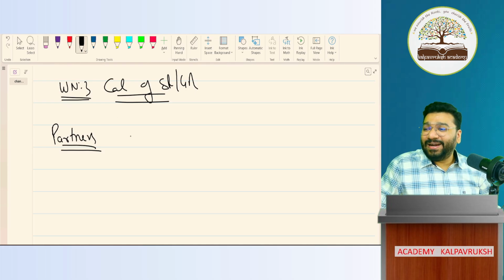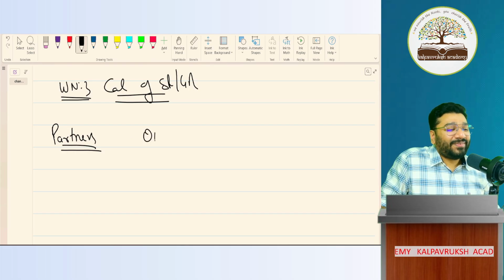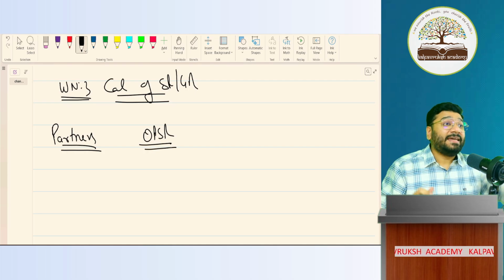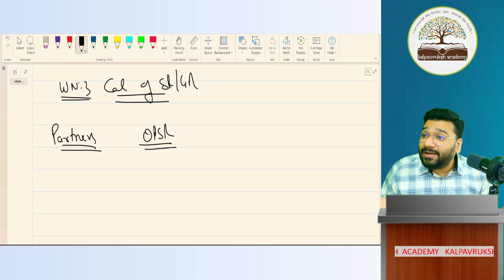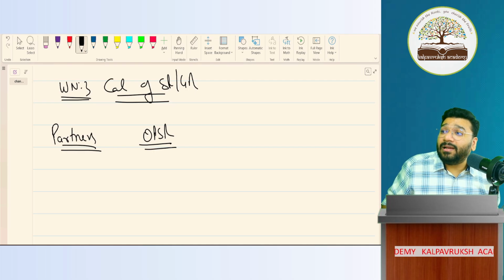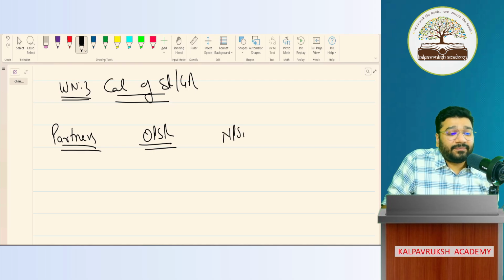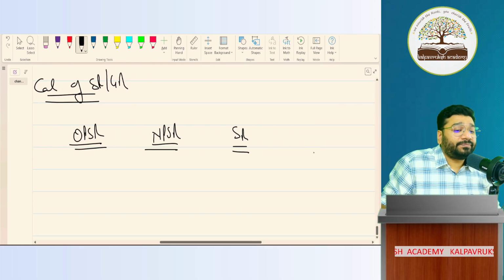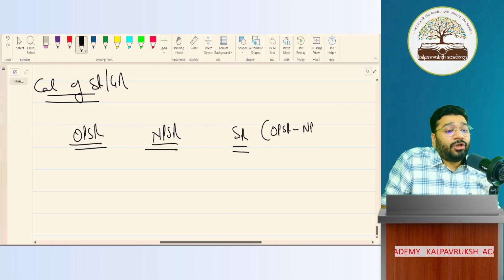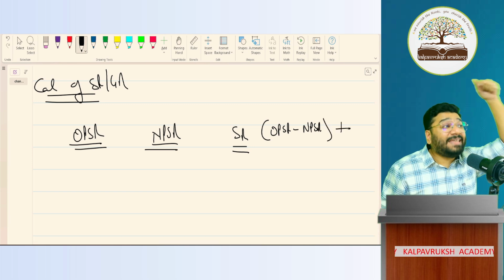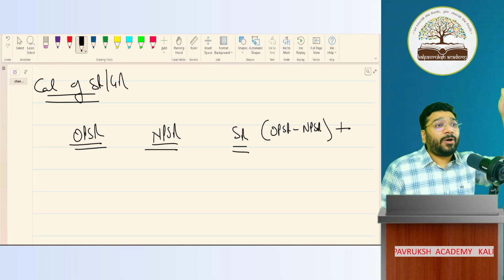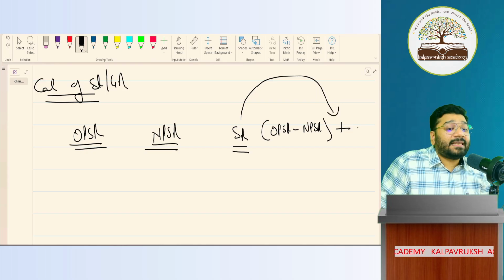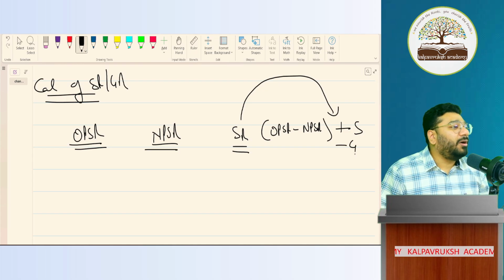Partner's name, anyways, doesn't matter. Let's continue. Partner's name, then OP, SR. Third column, I forgot. Third column, sir, SR will come. NPSR. But what should I find out? Sacrificing ratio. What is the formula for sacrificing ratio? Old profit sharing ratio minus new profit sharing ratio. In the sacrificing ratio formula, positive always means sacrifice. Negative means gain. Got it, not got it?